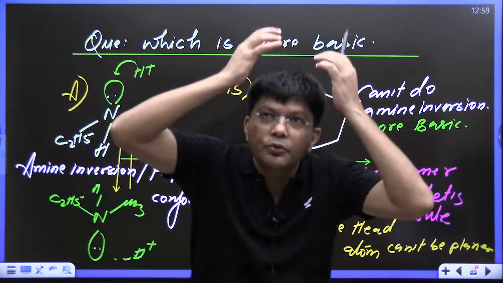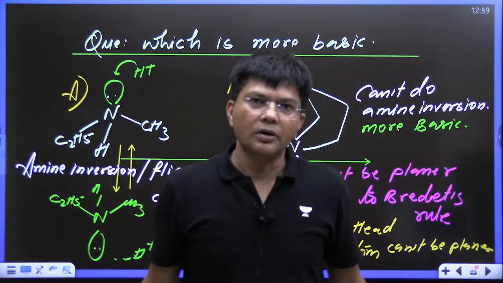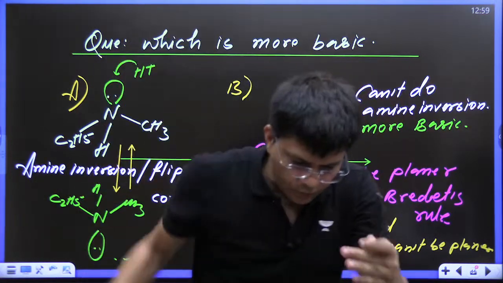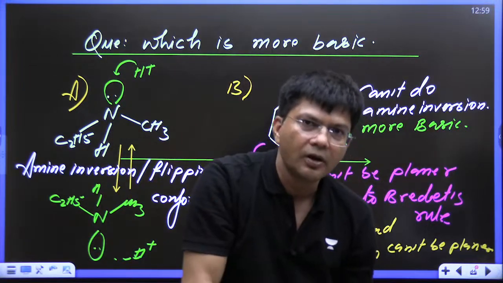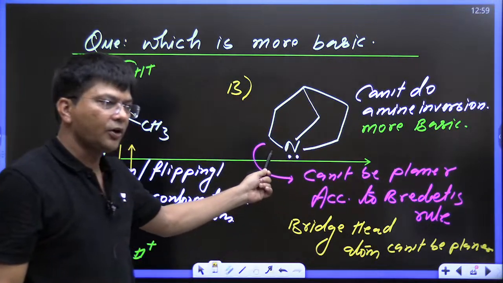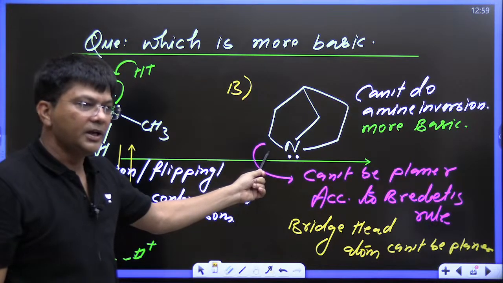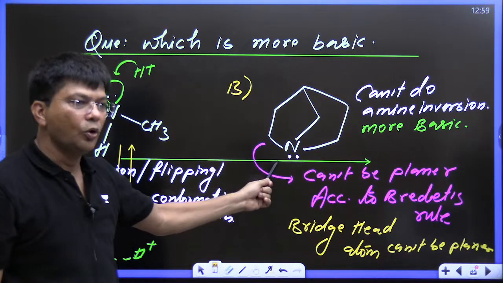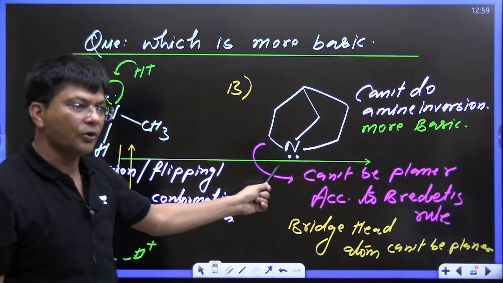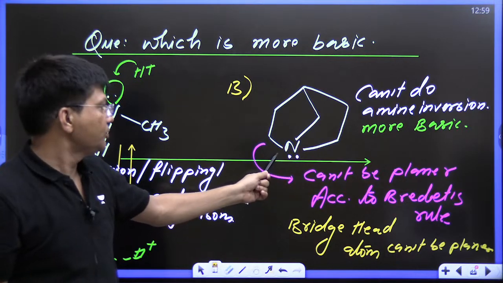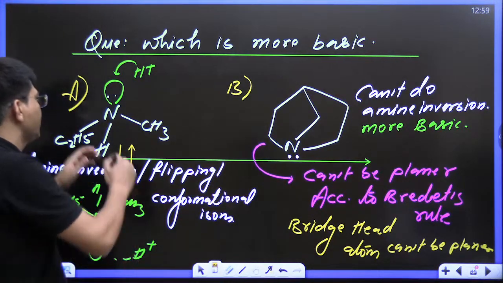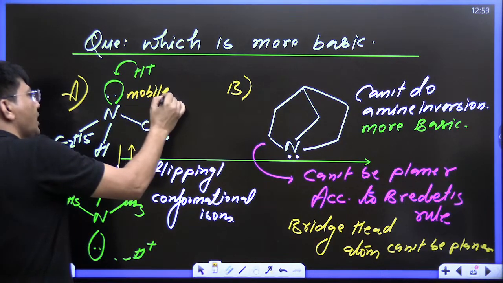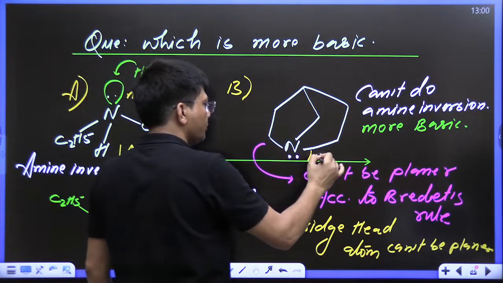Like, suppose somebody is going to hit my head, I will dodge like Jackie Chan. I will start rotating, head down, head up, head down. But if somebody is going to attack the head of nitrogen, this cannot do amine inversion, and a proton will easily attack on this lone pair. This lone pair cannot move, this atom cannot move. That means this is going to be easily attacked. So this lone pair is mobile, can move, and this is immobile, can't move.